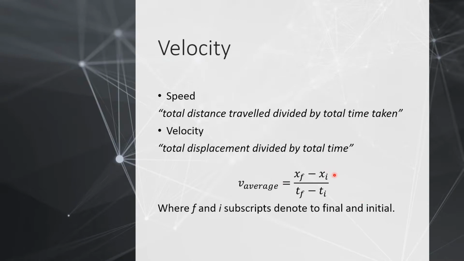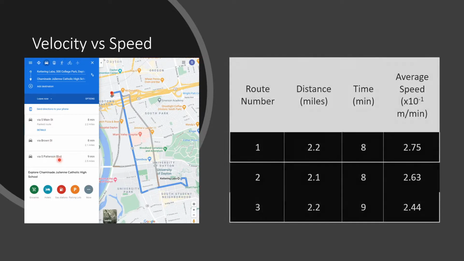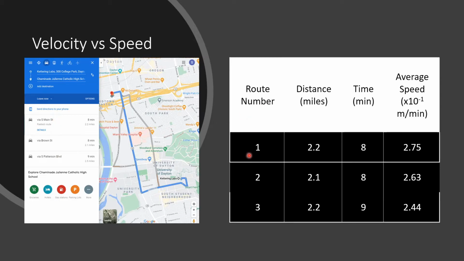Right, so trying to apply and differentiate between these two, let's go back to the original example that we've been discussing for the past couple of weeks, which is my journey to school from UD. I work at Kettering Labs. Moving from Kettering Labs, there are three different route options that Google Maps gave me: 2.2 miles, 2.1 miles, and 2.5 miles, depending on which street I drive on. And I've populated this table. If I take route number one, which is 2.2 miles, it's going to take 8 minutes.